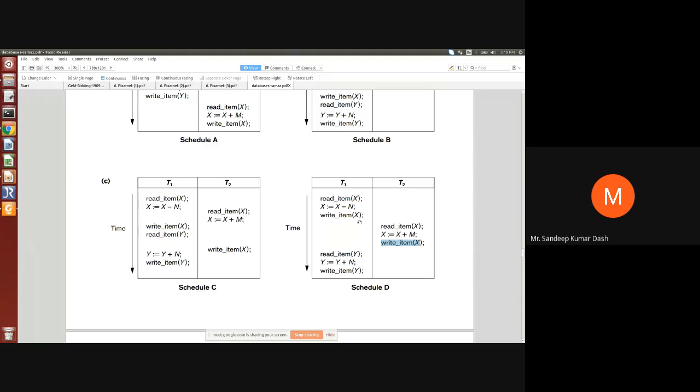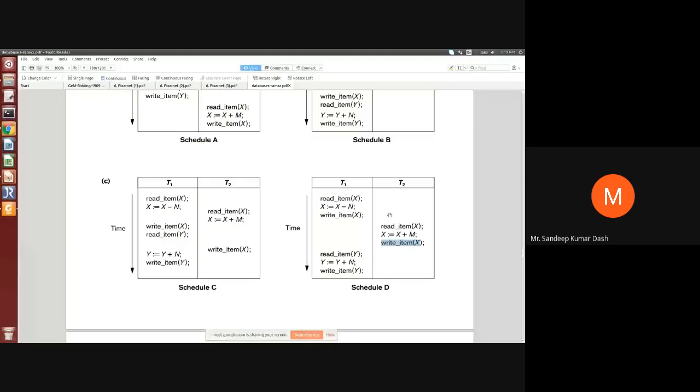So conflicting operations are read on one side and write on the other side. This read and this write will be conflicting, and this write and this read will be conflicting. Read and read will not be conflicting because they are not changing the value of X. Whenever the value of X is getting changed in any one of the transactions, that will involve a conflict operation.